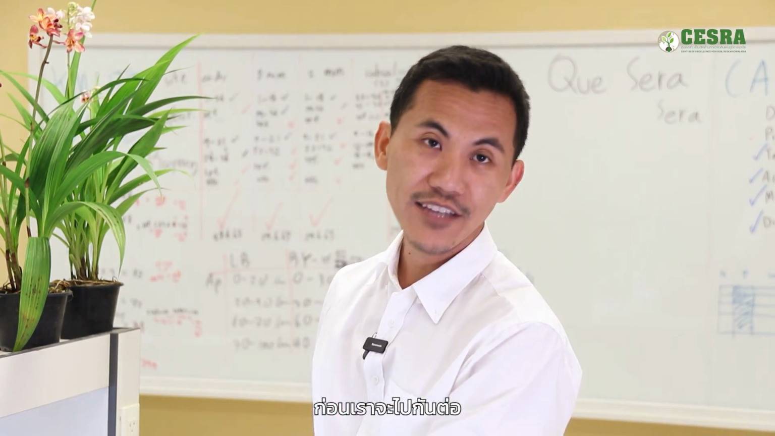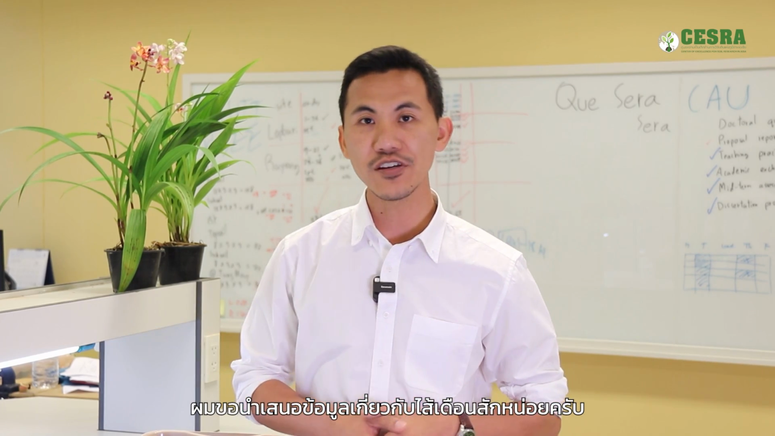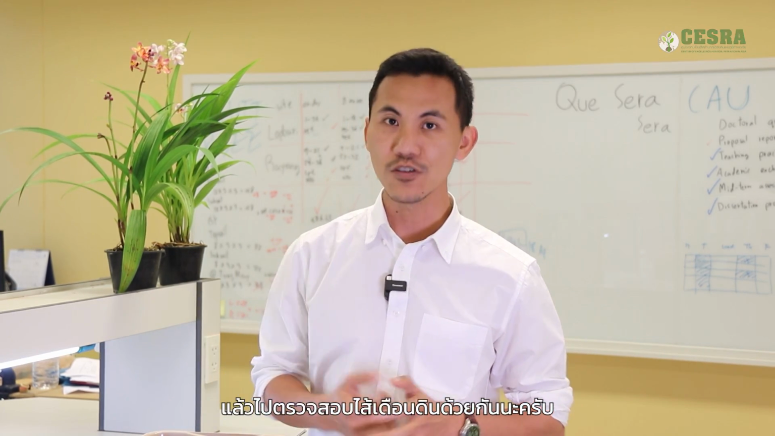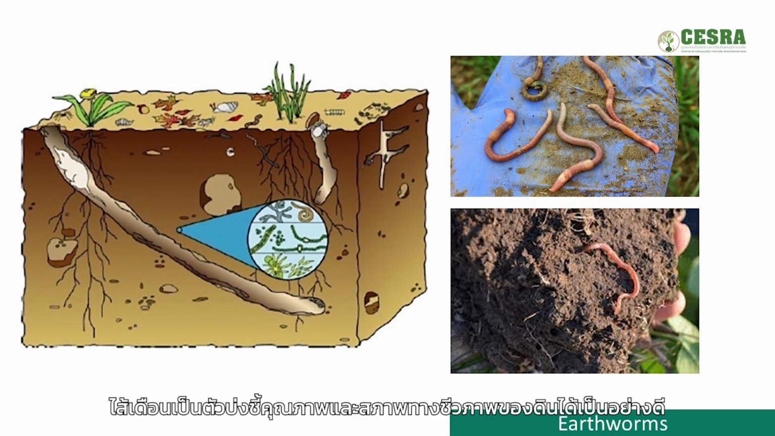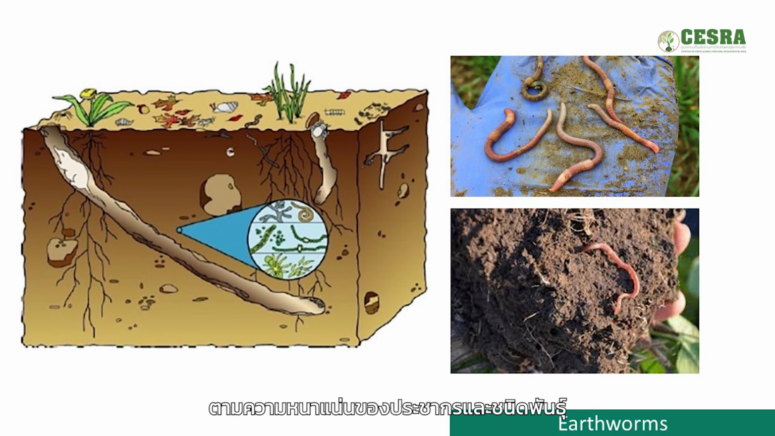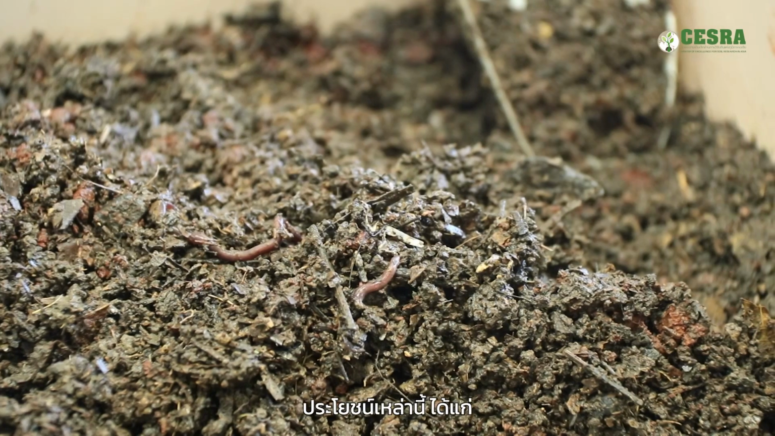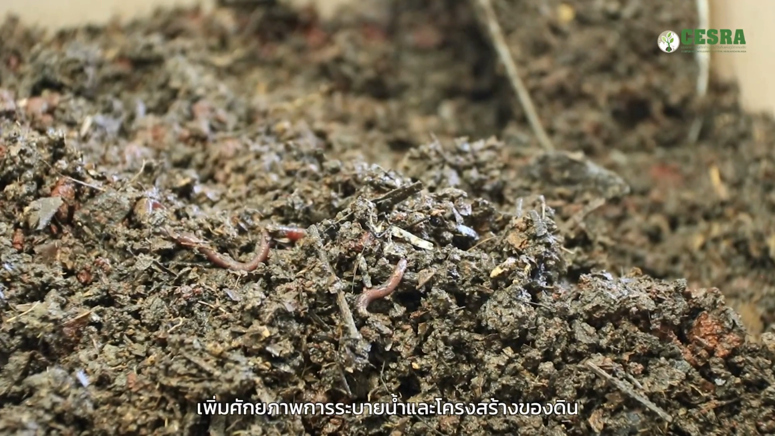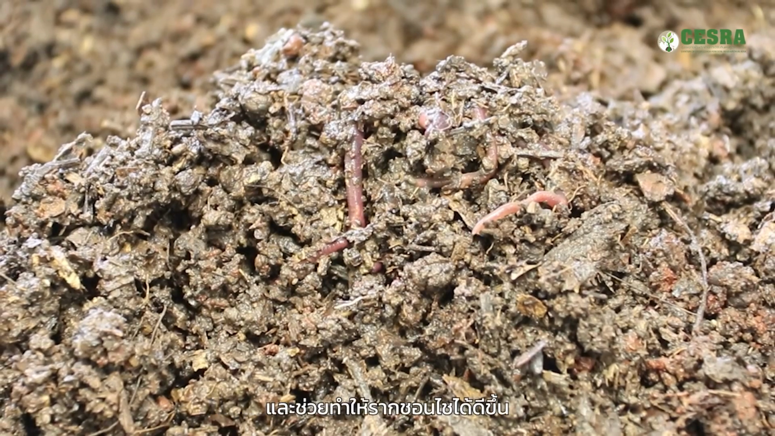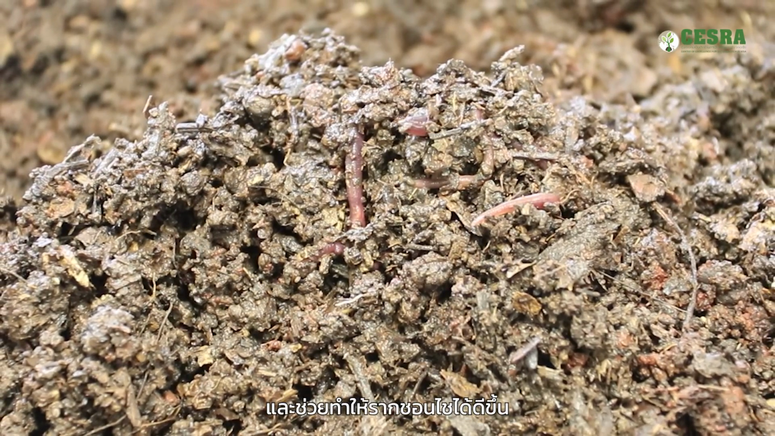Alright, before we go any place else, I'd like to introduce some information regarding the earthworm, and we'll check the earthworm together. Earthworms are a good indicator of soil biological quality and condition, as population and species densities are affected by soil properties and management practices. Earthworms have many benefits for soil quality. These benefits include increasing soil fertility, improving soil drainage and soil structure, and of course, improving deep root growth.